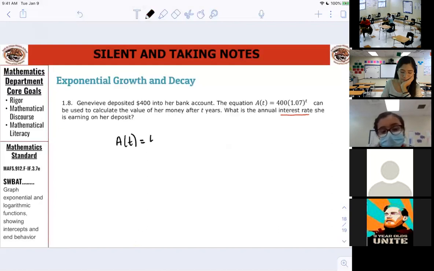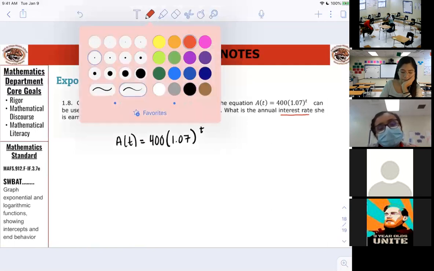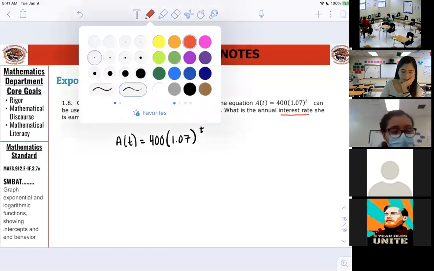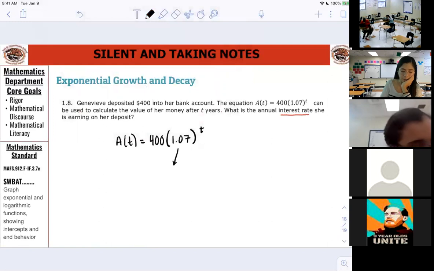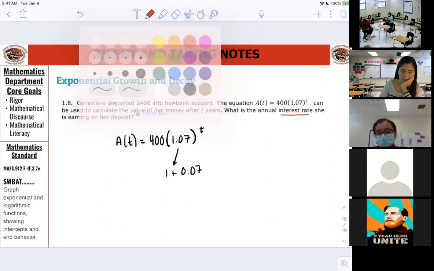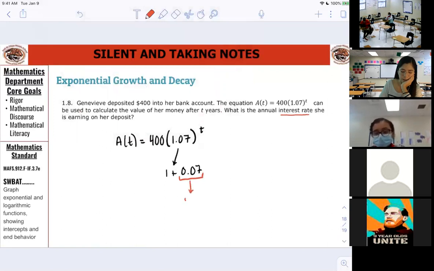The interest rate is 0.07. Say that again? Without adding the 1, it's 0.07 or 70%. Oh no, never mind. 70%. My bad. So 1.07 is 1 plus 0.07, which means that the rate r is 0.07, which is 7%. So the interest rate is 7%, I'm sorry.